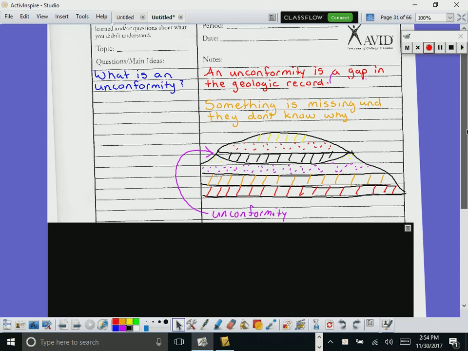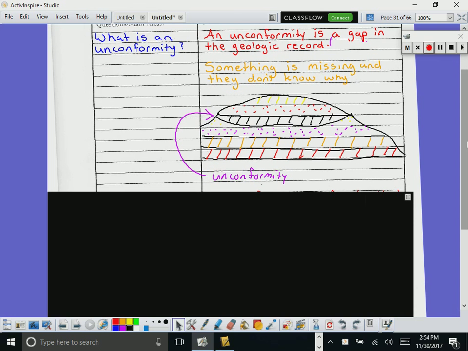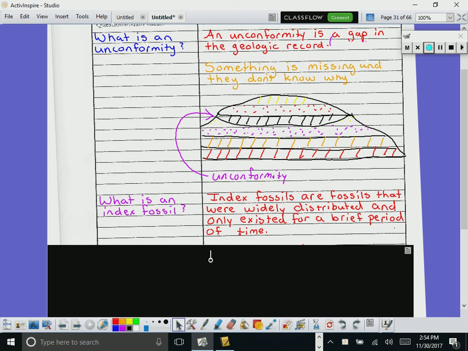The last thing that scientists use to determine relative age are these things called index fossils. Now you guys remember that trilobite I talked about? A trilobite is an example of an index fossil because it was a fossil that was widely distributed. Widely distributed means it was basically all over the entire world. And the cool thing about a trilobite is it only existed for a very brief period of time. So all of a sudden it was here, and then all of a sudden it's not here.